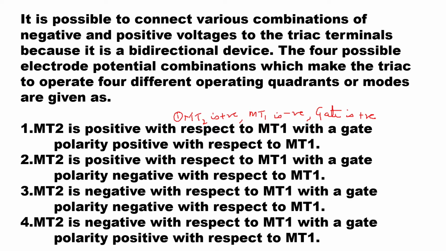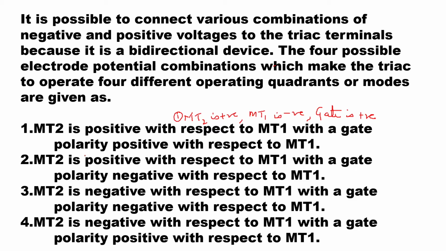Only thing, the gate will be negative here. In the third mode, you see, MT2 is made negative with respect to MT1 with gate polarity negative. And in the fourth, MT2 is made negative with respect to MT1 with gate polarity positive.